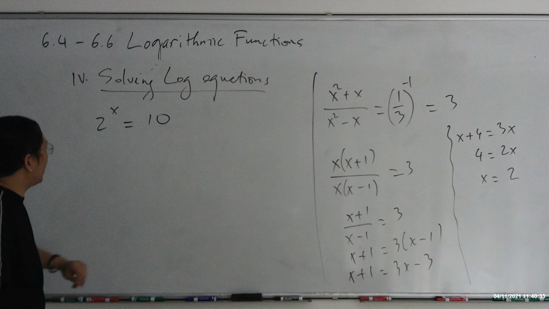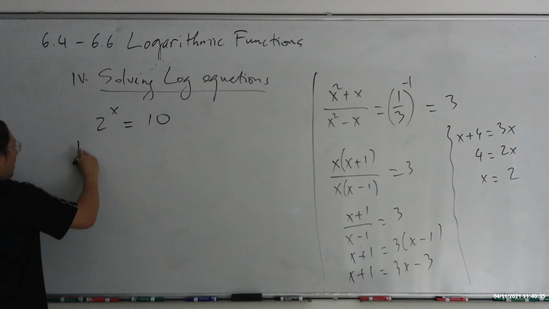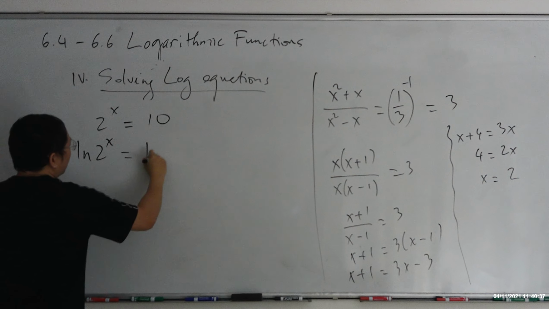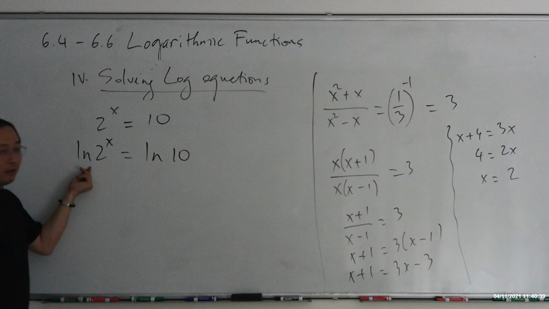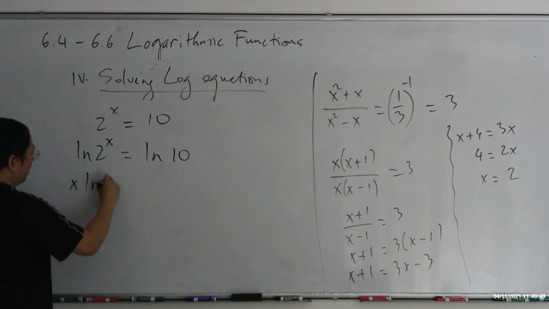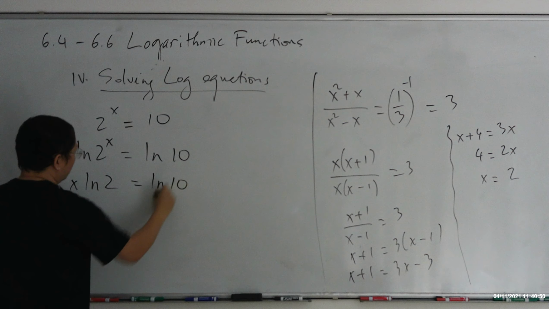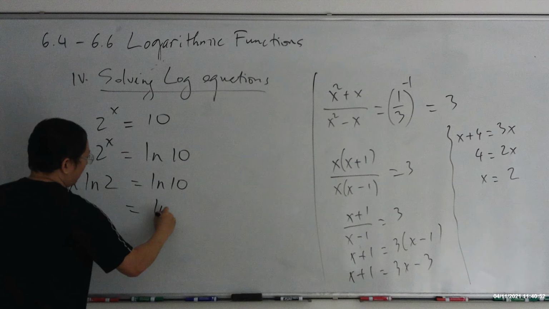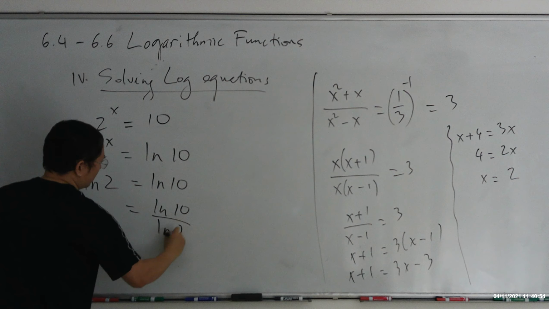So if I have this equation, I apply ln on both sides. You got ln of 2 to the x equal to ln of 10. Now the ln means log base e, right? And what is so good about ln? The log in here allows us to bring the exponent down. So this is x times ln of 2 is equal to ln of 10. Or x equal to ln of 10 over ln of 2.